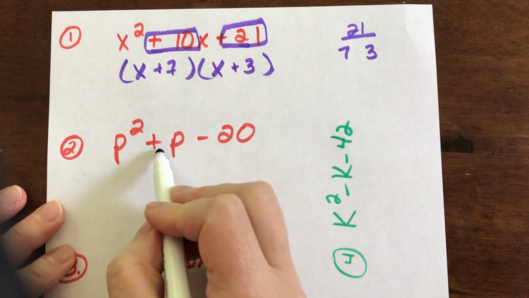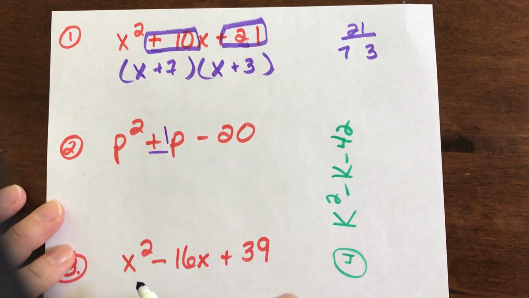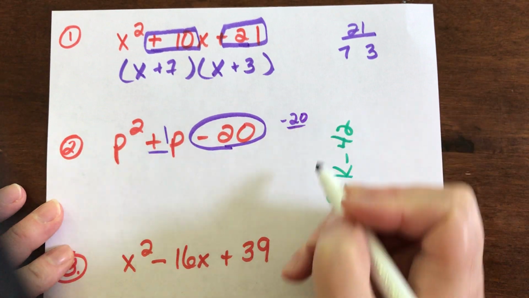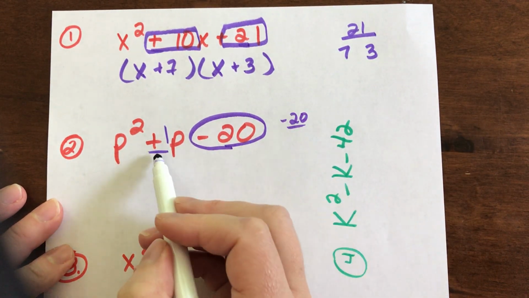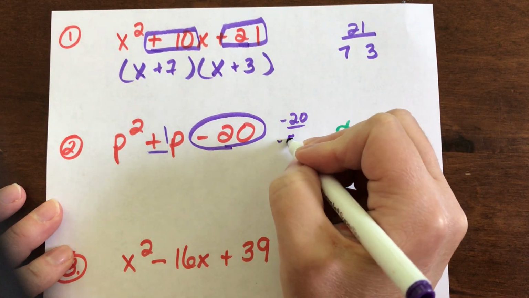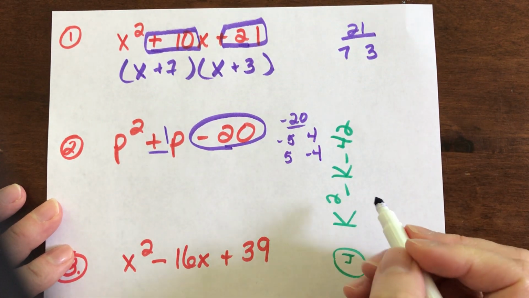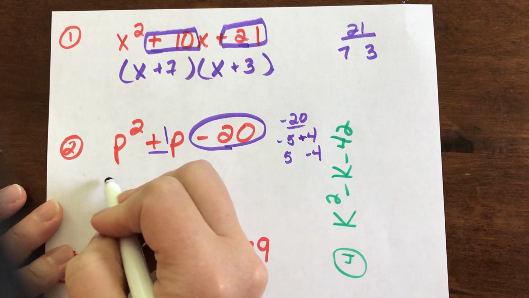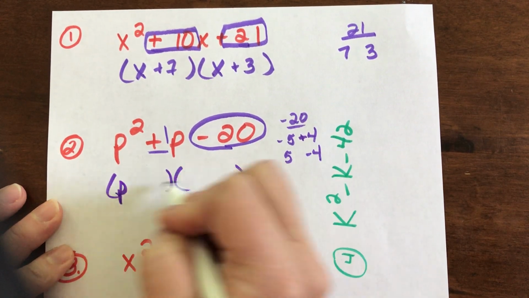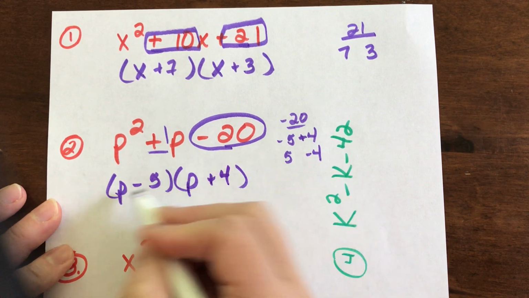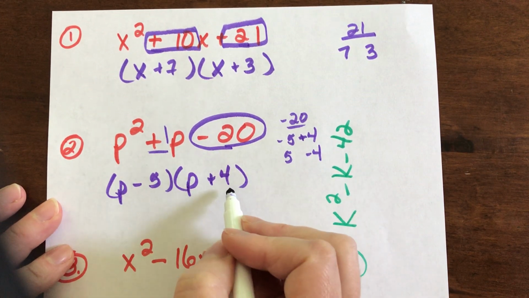All right, now I'm looking for my magic middle number of positive 1, and my number right here is negative 20. So what are 2 factors of negative 20 that add together equal positive 1? Well, it's either going to be negative 5 and 4 or 5 and negative 4. Which pair gives me positive 1? That pair. So I'm going to divide up my p's. It goes in each one, and I put minus 5 in one and plus 4 in the other. Again, it does not matter the order. I could put plus 4 here and minus 5 here.